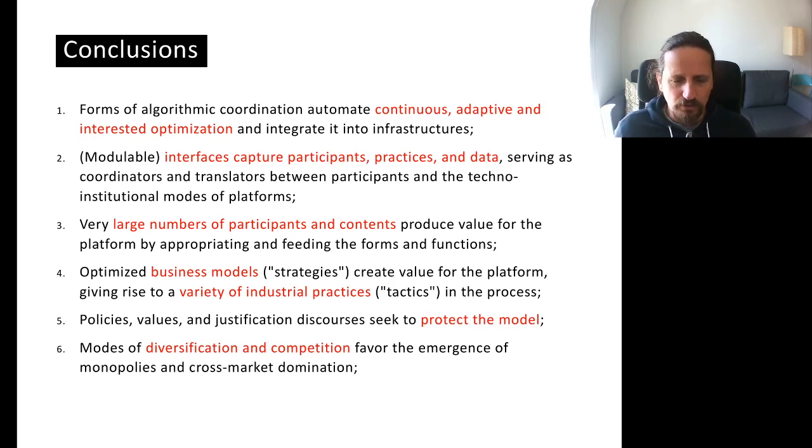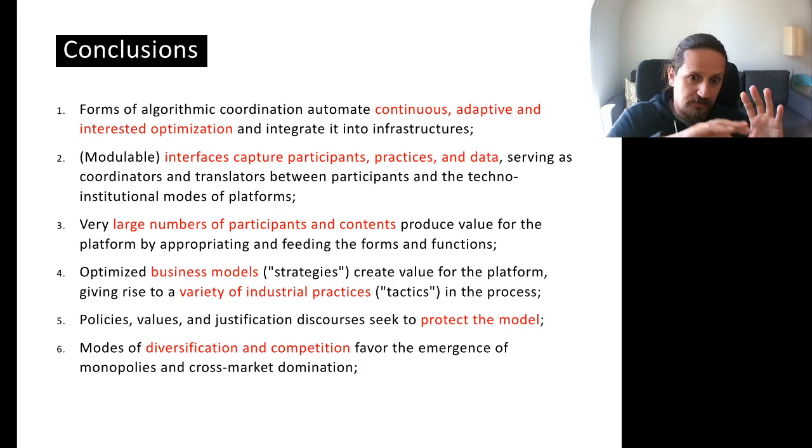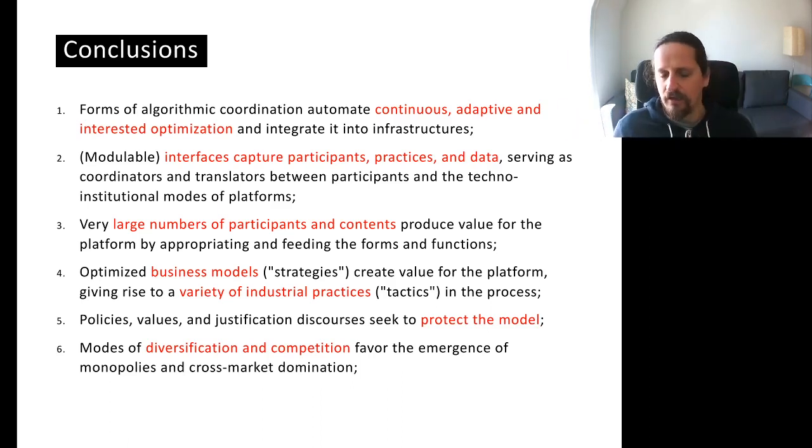Then I think these modulable and quickly changing interfaces capture the participants, their practices, and also data, right? So they're also playing a part in this coordination role and in this translation role between the different participants that are interacting without directly touching, right? The advertisers go through their own interface, and then something is placed maybe on your video, and I call this techno-institutional, because it has this institutional component a little bit, they're almost like concrete policies, these interfaces, right? But indeed a lot of it has a technological dimension.